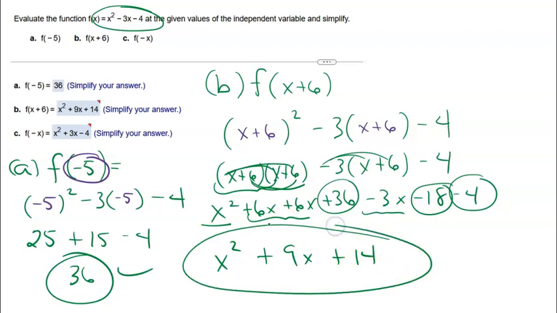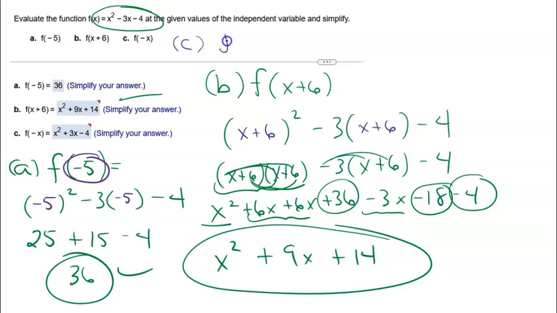That is my final answer there, x squared plus 9x plus 14. And notice that's what is right there for that answer. Now, C, I'm going to do the best I can to squeeze it really tightly right here at the top. I apologize for the disorganization. I just don't want to create a new page.